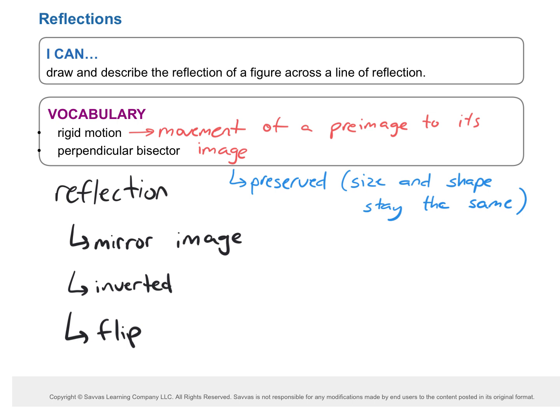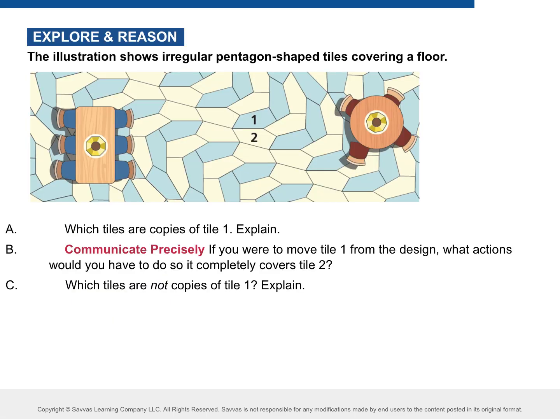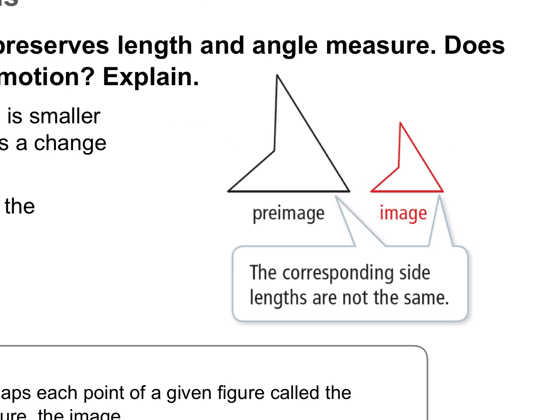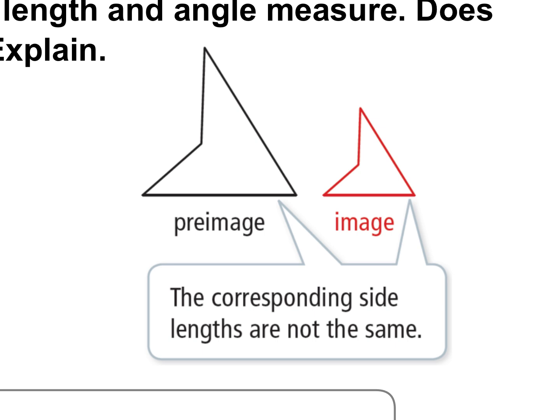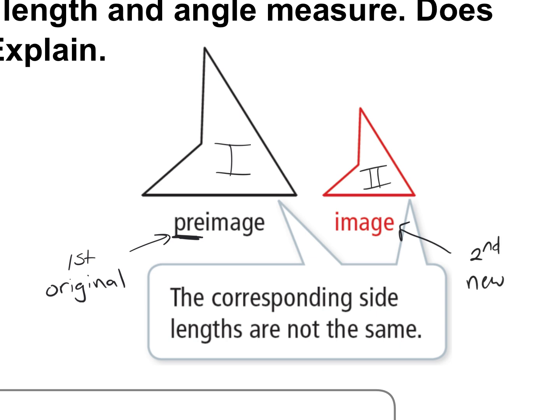Okay, so I want to look at this example here. Pre-image, if you ever see this in your textbook or IXL or anything, the pre-image is the original image. The key prefix there is pre. You're going to see me write a Roman numeral 1 in there a lot. So the pre-image is my first original image. The image is your second, your new image. You're going to see Roman numeral 2 a lot in there. So pre-image to its image.